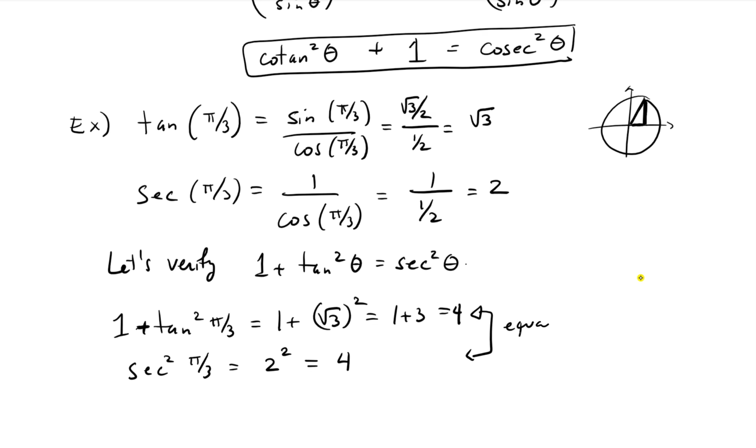So we can truly see that when theta is pi over 3, the identity is valid. But what I've done before is showing that it's valid all the time. This is just checking on a specific example that it actually works.